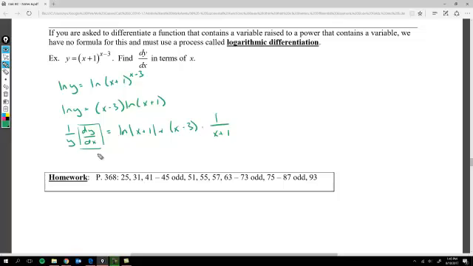Okay, and I want to get dy dx by itself, so I have to multiply y to both sides. Now I do know what y is equal to. y is equal to x plus 1 to the x minus 3. So in getting dy dx by itself, we end up with this.